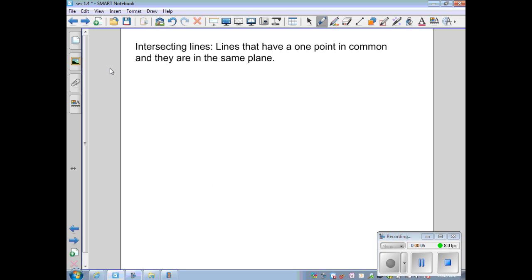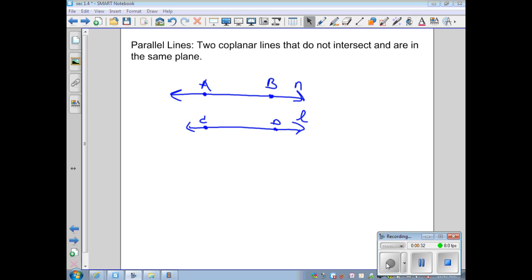Continuing, intersecting lines are lines that have a point in common and they are in the same plane. We've already looked at this from previous sections, and we do know that when lines intersect, they must intersect at a point. Parallel lines are two coplanar lines that do not intersect and are in the same plane.